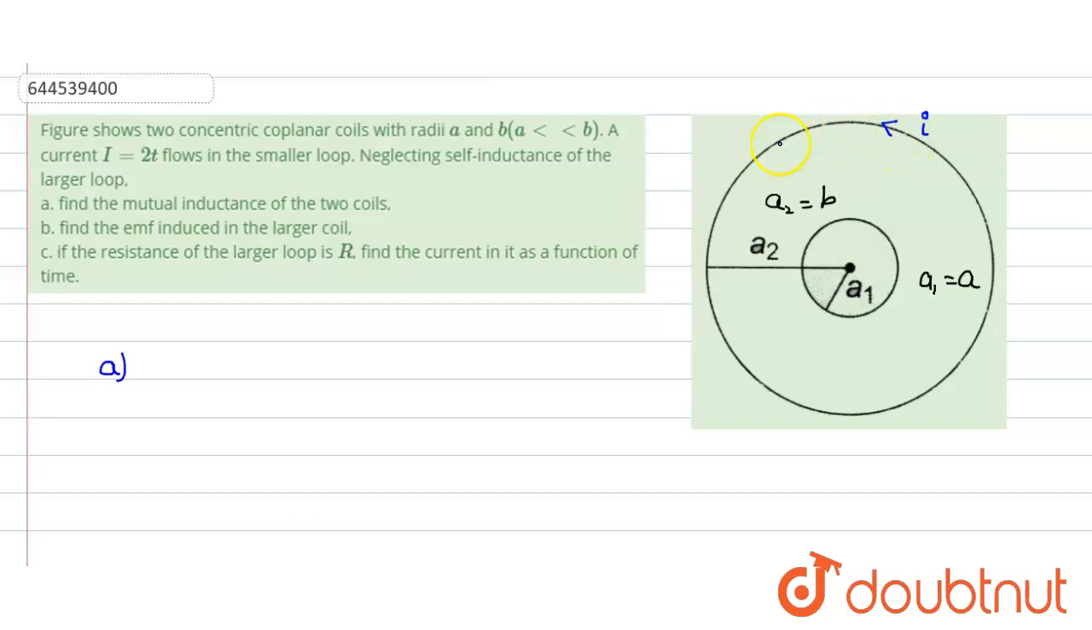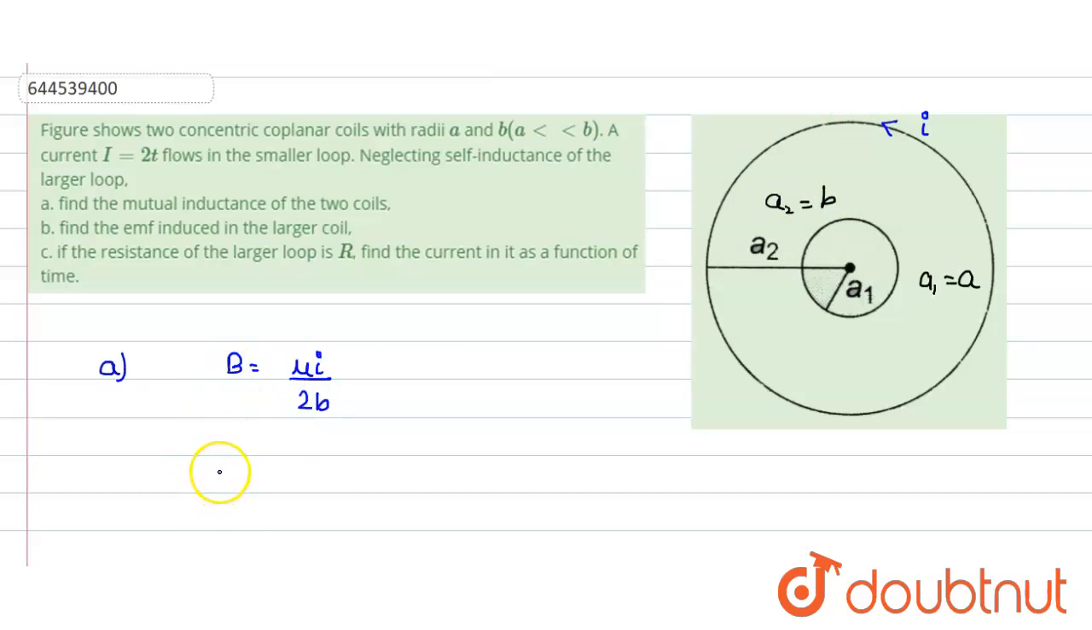If I is the amount of current which is flowing through this wire, what is the magnetic field due to the current flowing in this loop at the center? Because this is very small, we say that this coil of small a is very small. So we can just assume that it is lying at the center itself, and find the magnetic field at the center. It would be equal to mu naught I divided by 2b. It is written as mu naught I divided by 2r, where r is the radius. For this part, the radius is equal to b.